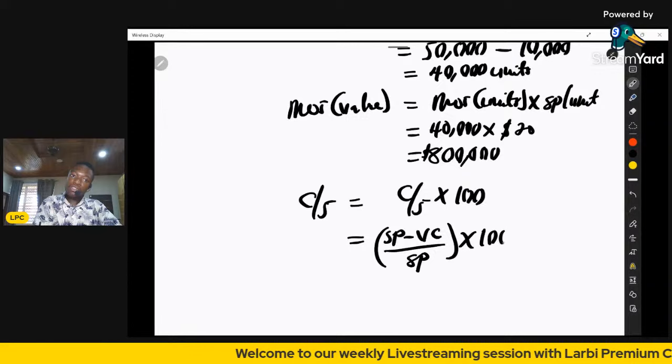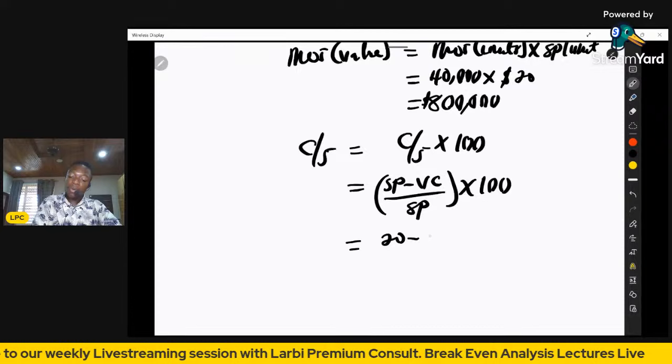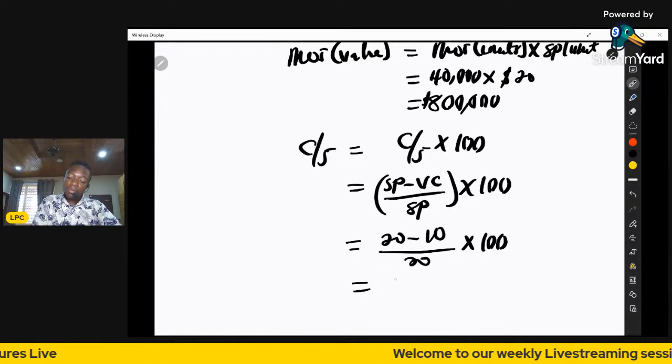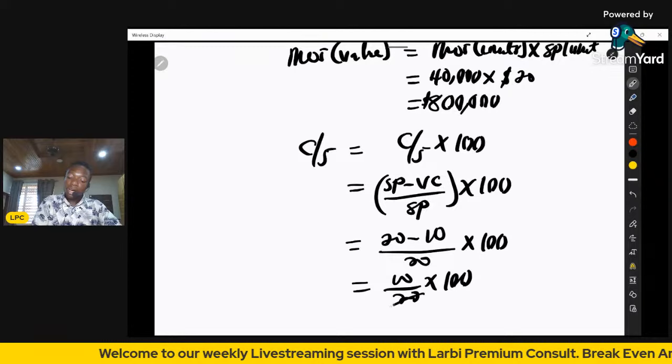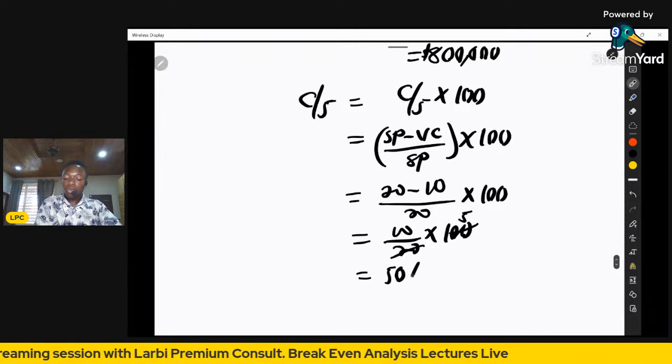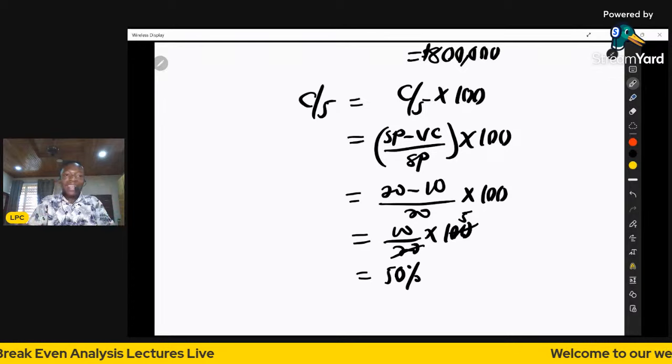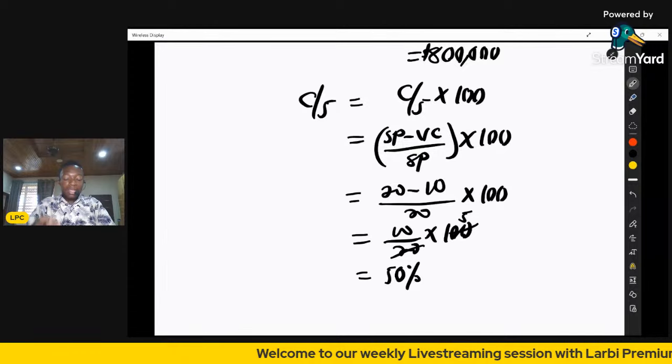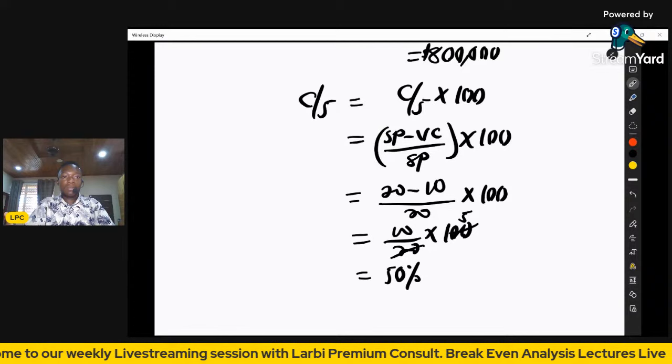So we have our selling price to be 20, variable cost was 10, selling price is 20. Multiply that by 100, it should be 100, not 100%. So what are we getting as percentage? We have 10 divided by 20 multiplied by 100. So 20 goes into 100 five times, right? So I'm getting 50%. So that means if you're able to add additional sales of 50%, we can get a contribution of 50% in addition. That should be the explanation behind it, right? So let's take note.